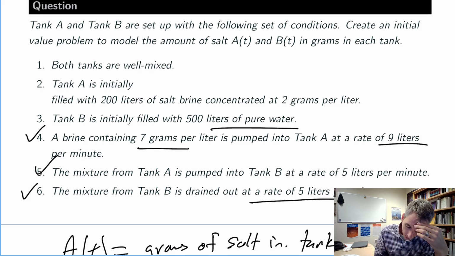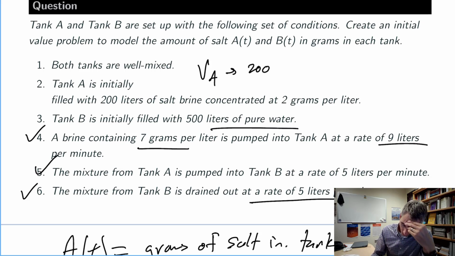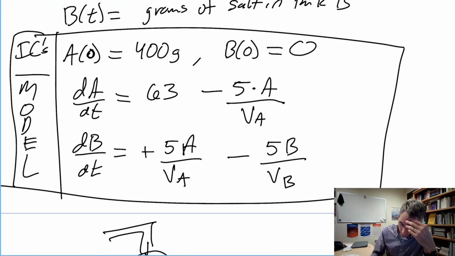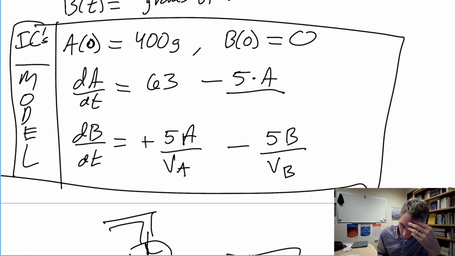But we should figure out the volume. So let's look at the volume of tank A. It's going to start at 200. We're going to gain 9 liters per minute, and we're going to lose 5 liters per minute. So we're gaining 4 liters per minute. So 200 plus 4t. 200 liters at the beginning, and every minute you gain 4 liters. So 200 plus 4t is VA. So I'm going to erase VA and write 200 plus 4t. We've done problems like this before, so hopefully that's somewhat familiar to you.